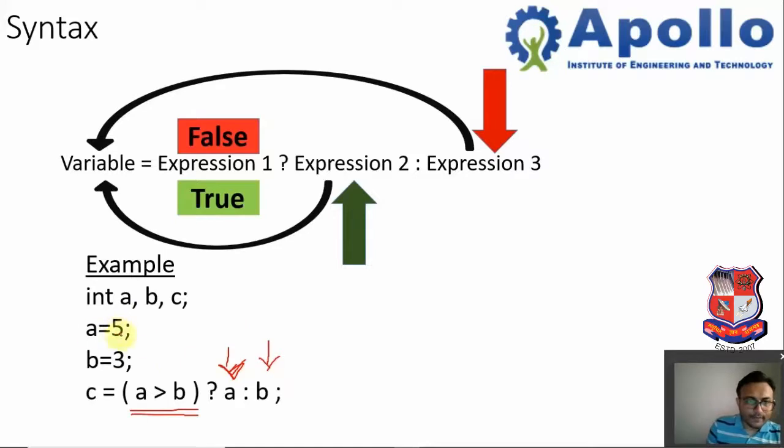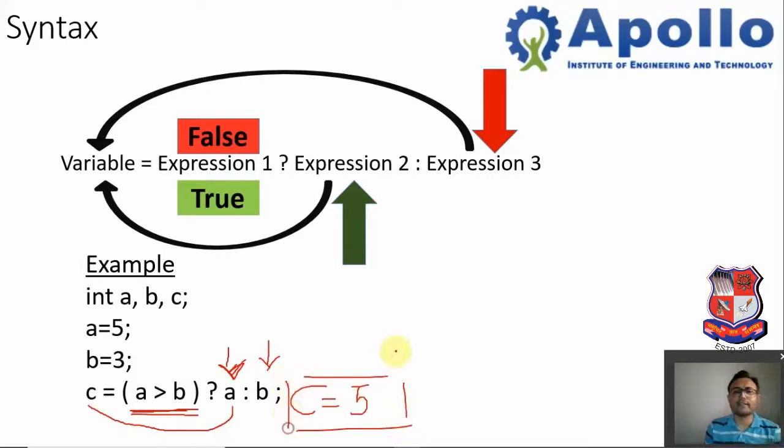Now check our program. a is equal to 5 and b is equal to 3. That means our expression 1 is true, so this will be executed and the answer of this expression will be stored in c. So c will be nothing but 5. That will be the answer. So guys, this is a simple example. Let's make this example in our program.